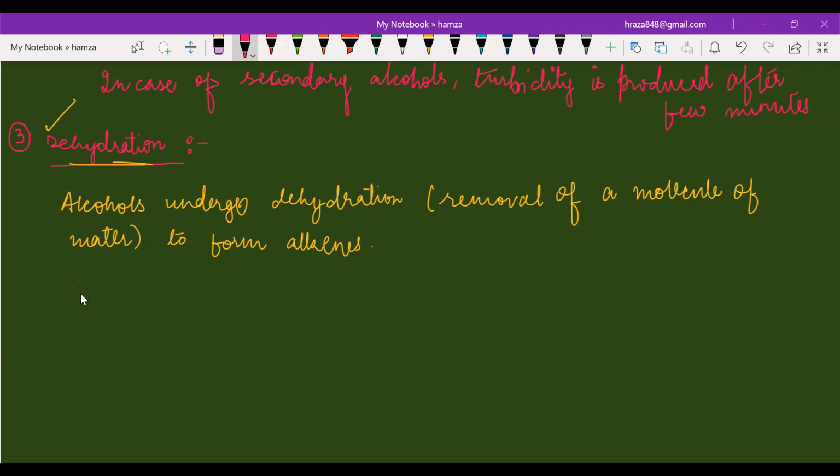So basically, we are going to treat alcohol with a protic acid, that means one which gives H plus. For example, we can take concentrated H2SO4, or H3PO4, phosphoric acid, and a catalyst, and you are going to heat it.